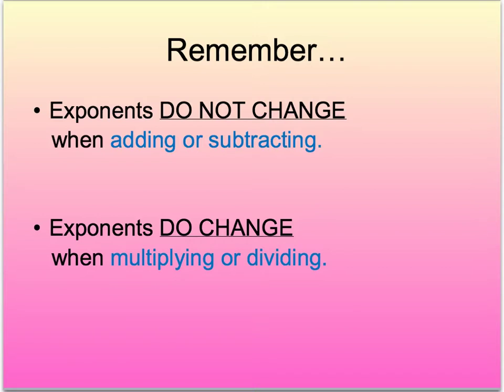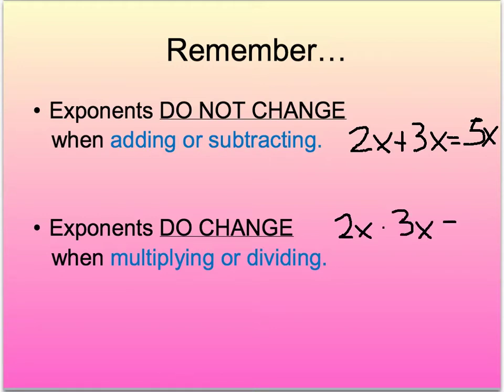So for instance, I have 2x plus 3x, and that's equal to 5x. There was no exponent that changed. Whereas if I have 2x times 3x, that's equal to 6x to the second. Exponents do change when multiplying and also when dividing. We'll see in the next section.